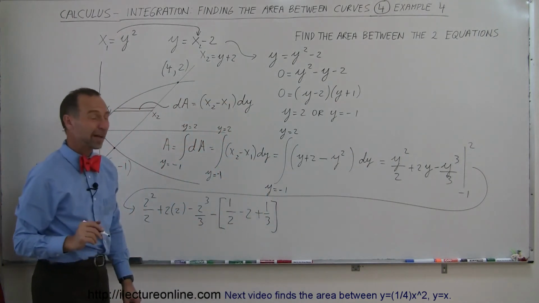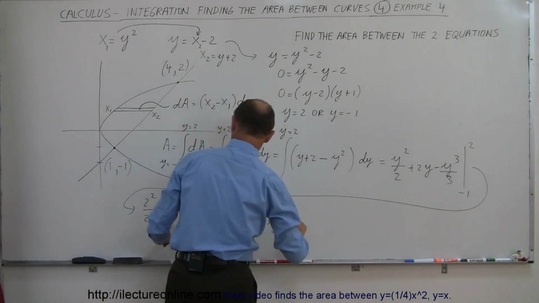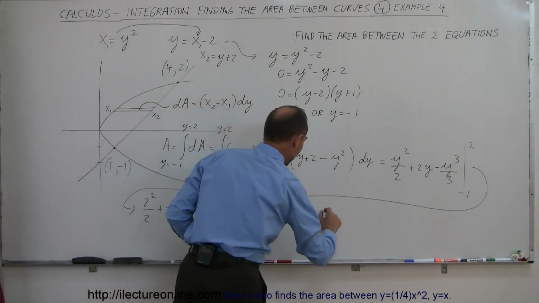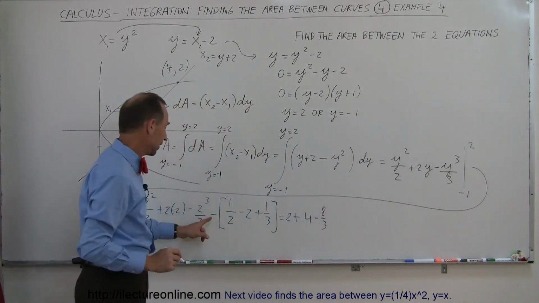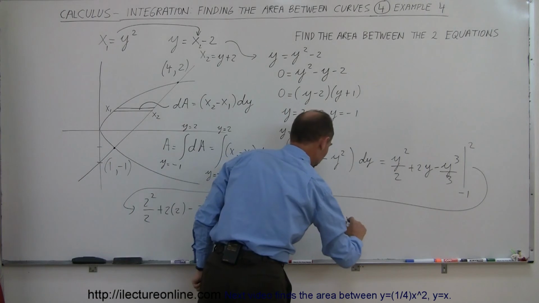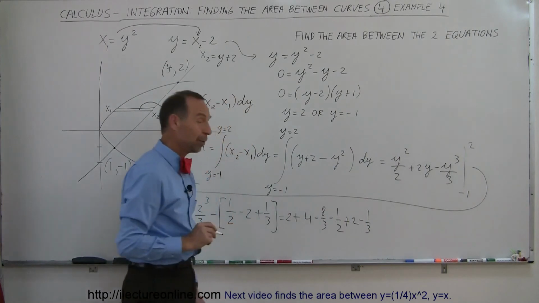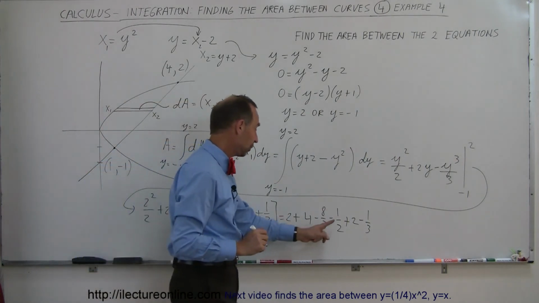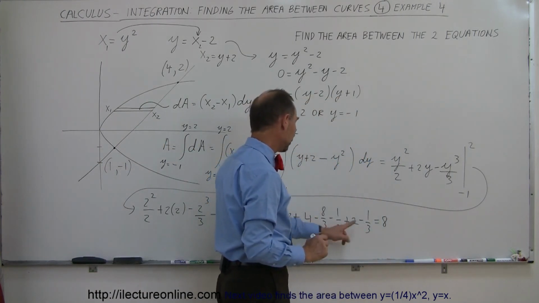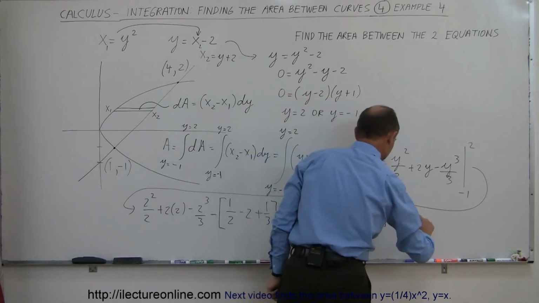Okay, so simplifying that a little bit more, I get 4 divided by 2, which is 2, plus 2 times 2, which is 4, and minus 2 cubed divided by 3, which would be minus 8 over 3. And over here, minus a half. I have minus times a minus, which is a plus 2, and minus a third. Okay, we're almost there. So I have 2 plus 4 plus 2, that is 8. And minus 8 thirds, minus a third is minus 9 thirds. And I have minus a half.